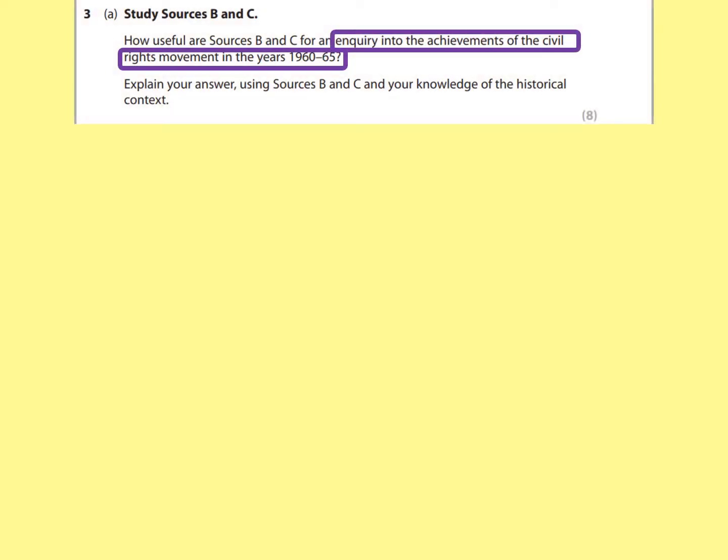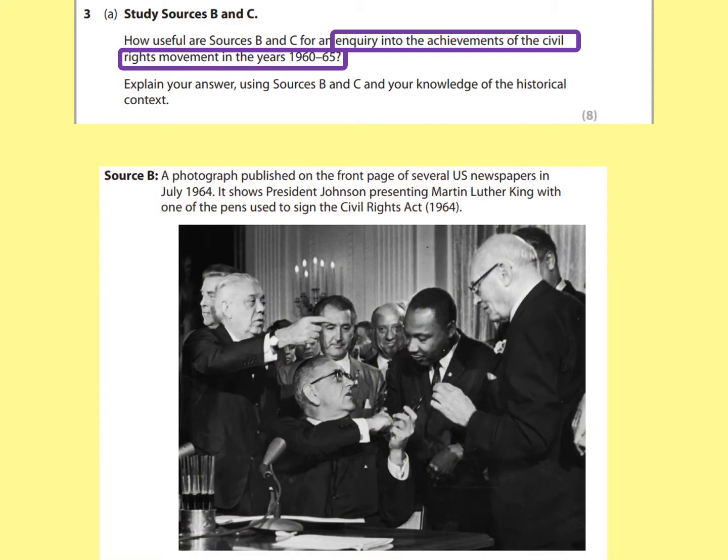Let's crack on with our annotations of Source B then. Remember that what we should be annotating here is things that are useful for an inquiry into the achievements of the civil rights movement in the years 1960 to 65. Here is our source. Source B, a photograph published on the front page of several US newspapers in July 1964.